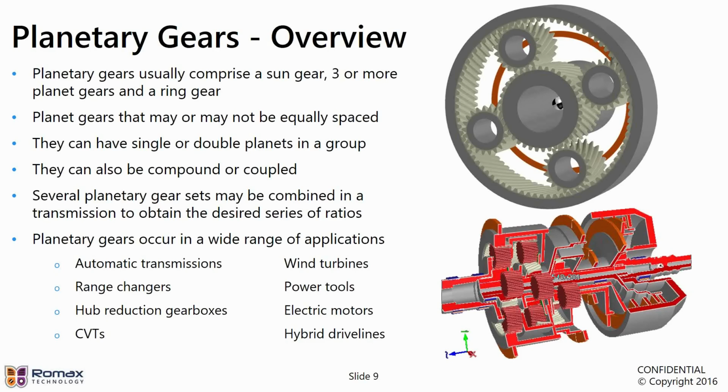There's usually 3 or more planet gears in these systems. There are specialist situations where there may not be. There may be only 1 or 2, but typically it's 3 or more. And the planet gears themselves may not be equally spaced around the circle. Here they are 90 degrees apart, but that is not necessarily the case.